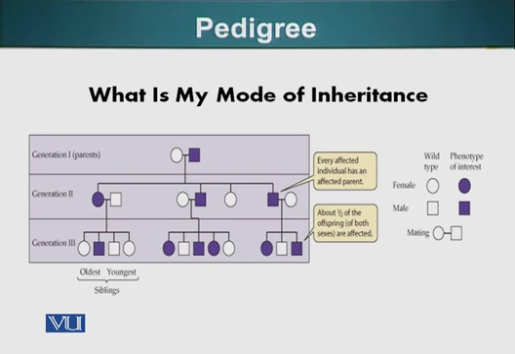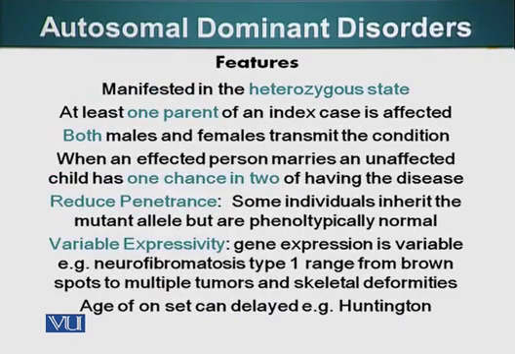Now let's look first at the features of autosomal dominant disorders, then the autosomal recessive disorders, and then X-linked disorders. The whole purpose of this exercise is that when we make a pedigree, if we want to investigate whether a human disease is dominant or recessive, we should be able to do that. So here are the major features of autosomal dominant disorders. This kind of disease can manifest, or appear, in the heterozygous state. At least one parent of an index case is affected.